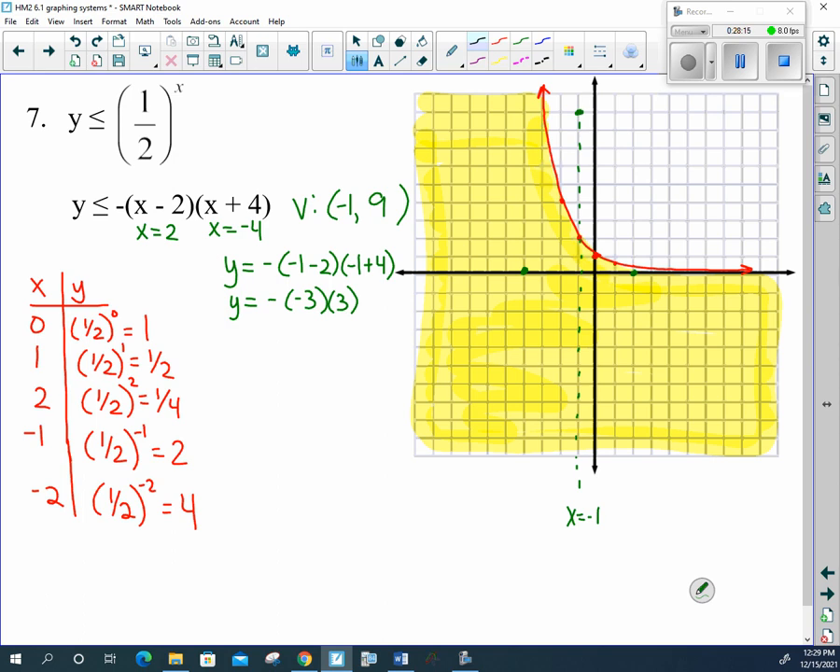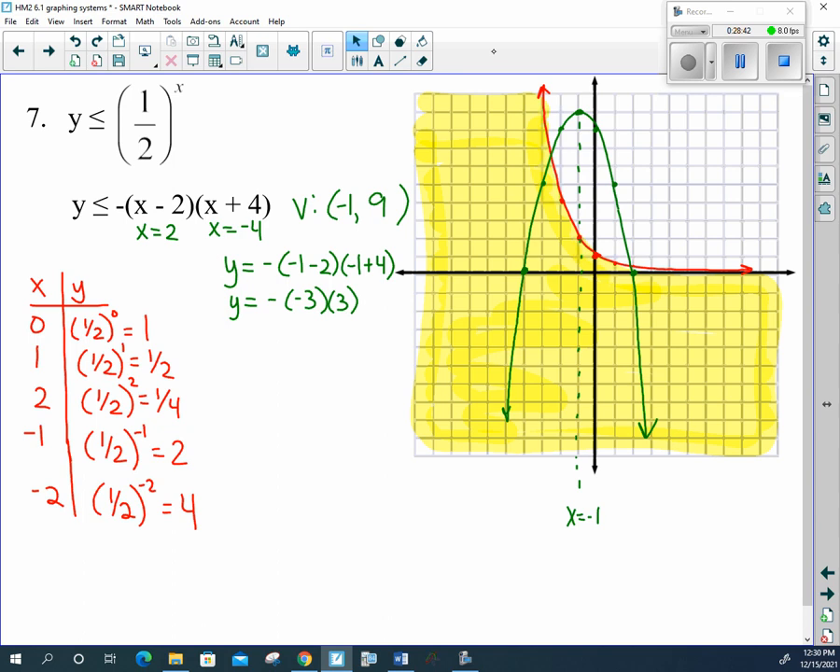And then it's facing down because of the negative sign, and it's just following the 1, 3, 5 pattern. So down 1 over 1, down 3 over 1, down 5 over 1, and then down 7 over 1. Okay, so here's our parabola.